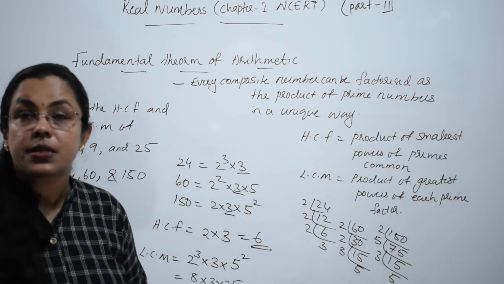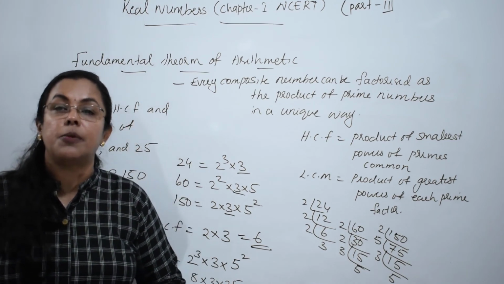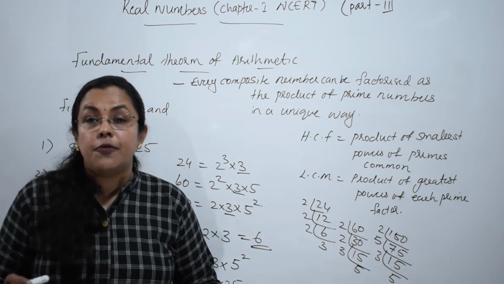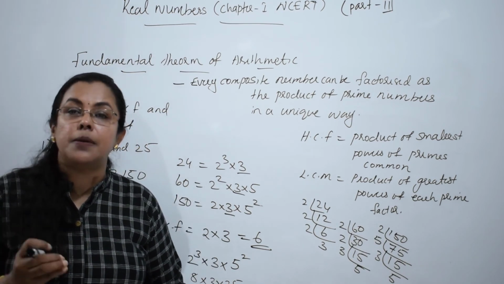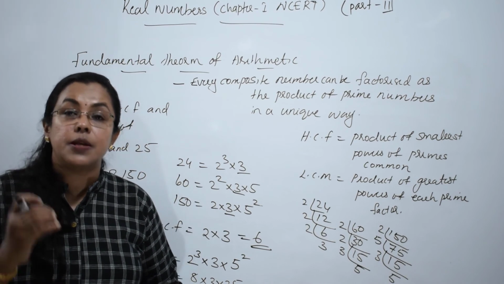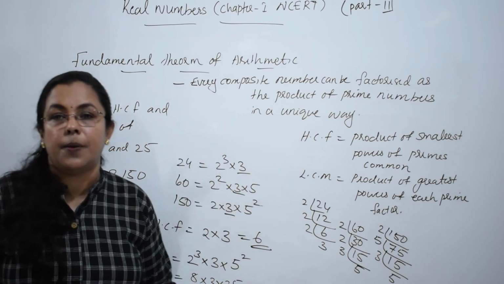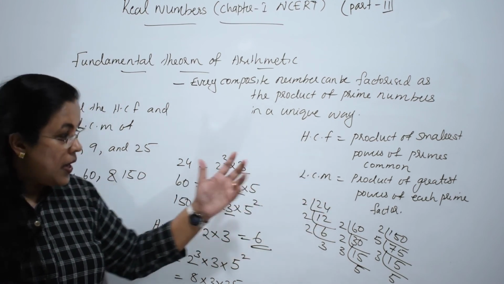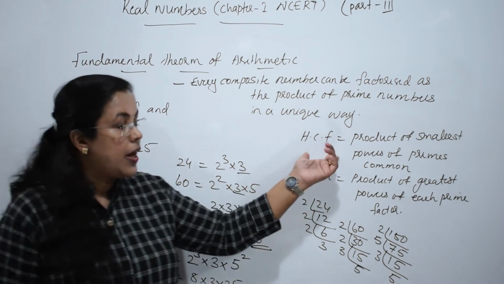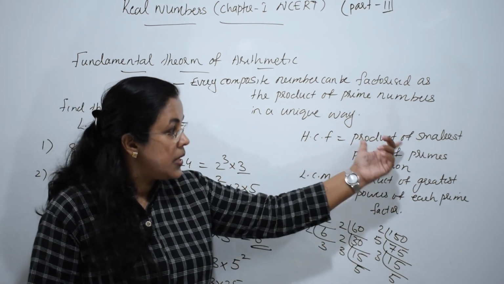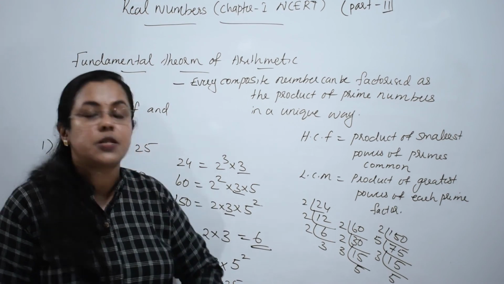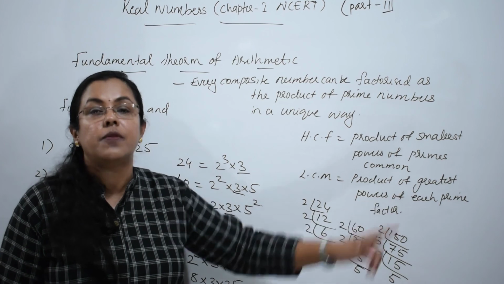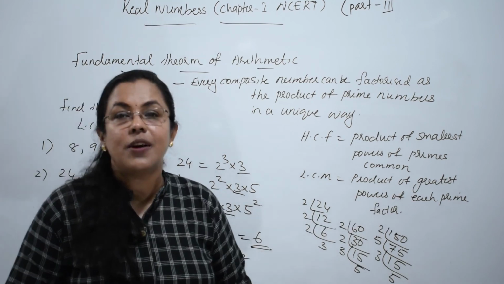I hope it is clear to you. What is the fundamental theorem of arithmetic? It states every composite number can be factorized as the product of primes in a unique way. If a set of numbers is given, how can we find the HCF and LCM? HCF is nothing but the product of smallest powers of primes, and LCM is the product of greatest powers of each prime number.